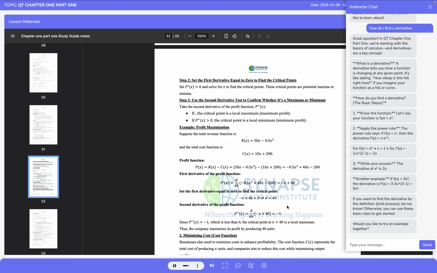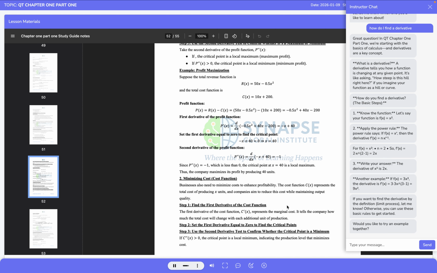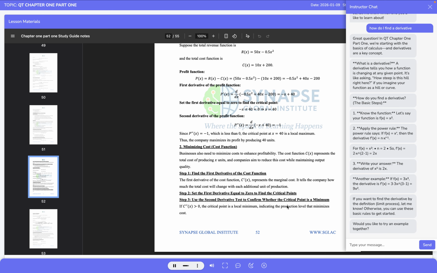The profit function is obtained by subtracting the cost expression from the revenue expression, giving negative 0.5x squared plus 40x minus 200. Differentiating this profit function gives minus x plus 40. Setting this equal to 0 gives x equals 40. The second derivative of the profit function is negative 1, which is less than 0, confirming that this point corresponds to a local maximum. This means the company maximizes its profit by producing 40 units.